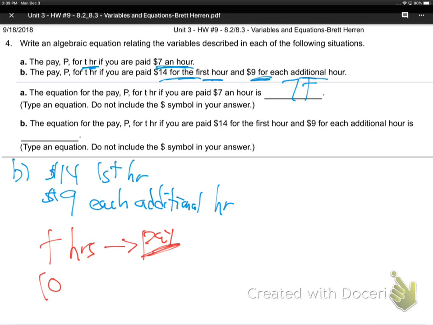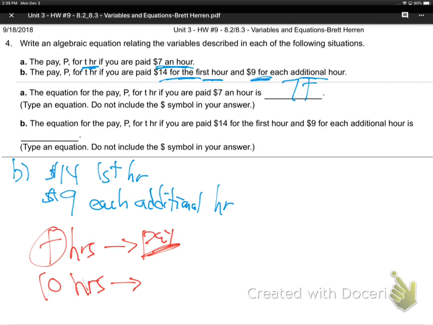Because 10 is just made up anyway. Show the steps you would do if somebody said, I worked 10 hours, and they're going to pay me 14 for the first hour, and 9 for each additional hour. What would you actually literally do to figure that out? Write that down, and then backtrack, and when you're all done, put the T where it needs to go. The T is representing 10, right?